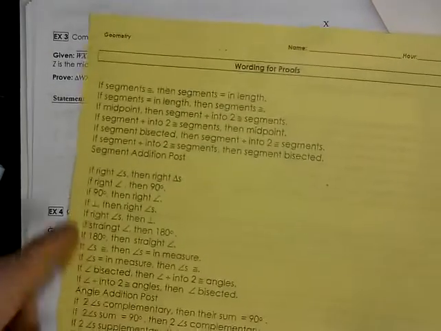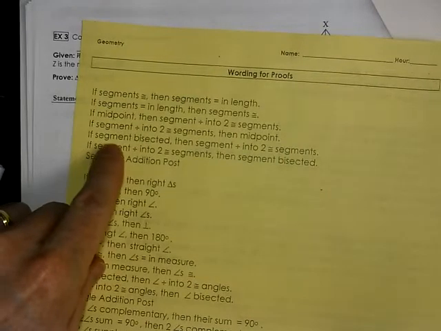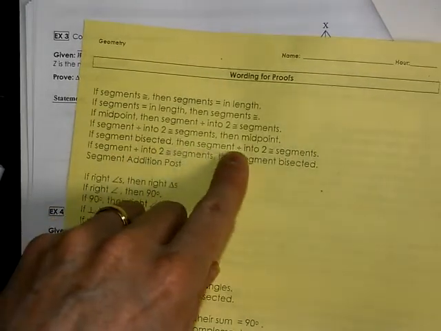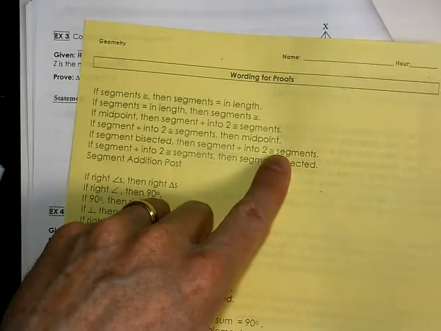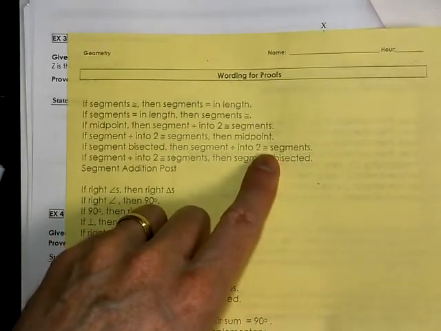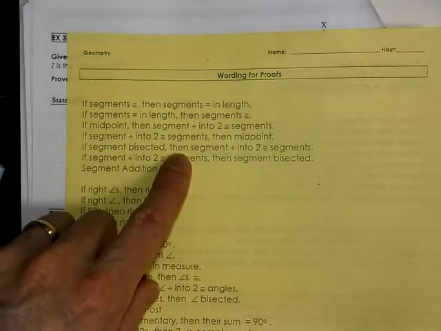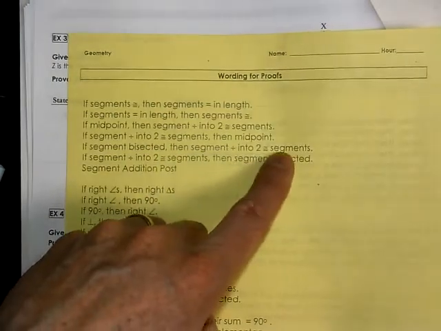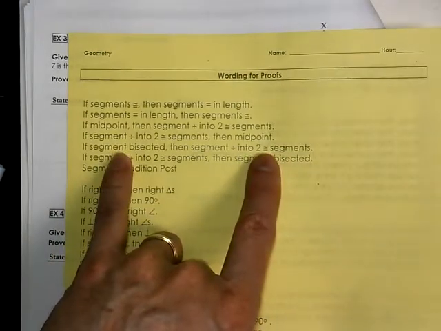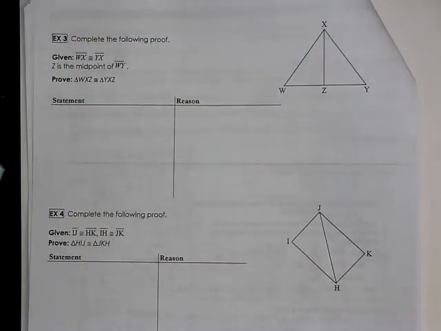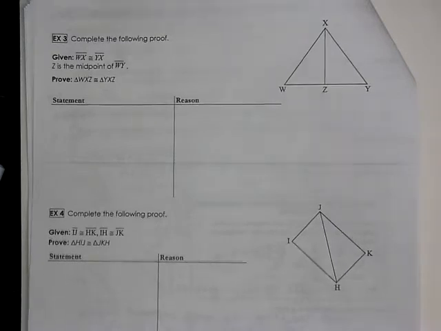One that we're going to look at today: if a segment is bisected, then the segment is divided into two congruent segments. There's a shortcut we can say: if bisector, then two congruent segments. That would be as short as we could call it. But that's one we're going to use today. So let's take a look at this.